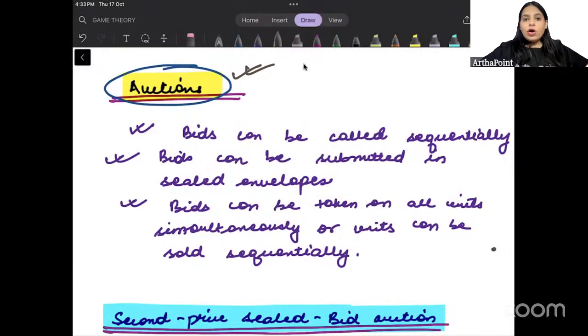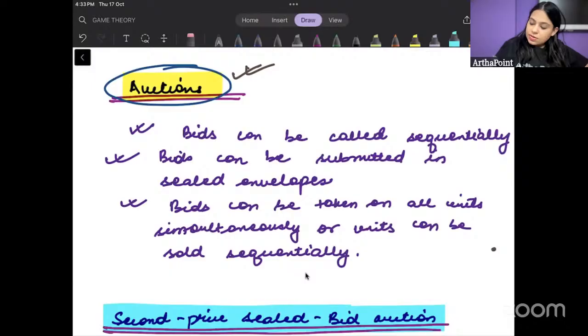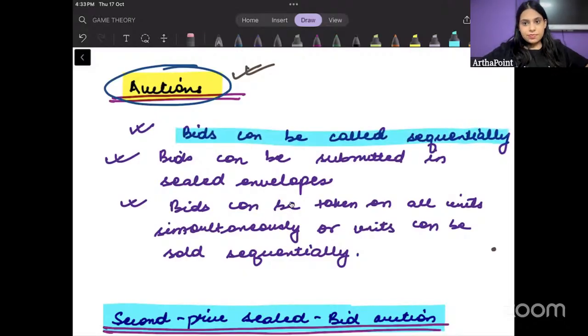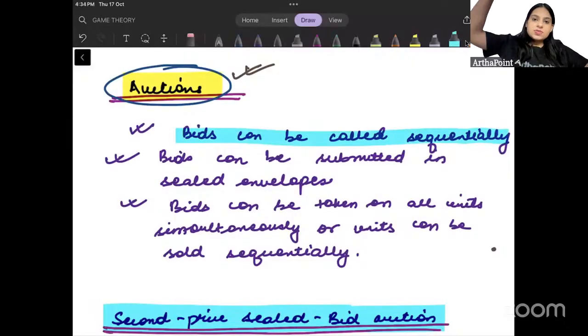On a very similar note, I want to discuss different kinds of auctions today. These are some of the examples, beta. Bids can be called sequentially. What does this mean? It means that when we look at the bidding system in an auction, it can be sequential: first one person gives a bid, then the next person, then the next person, and so on and so forth.